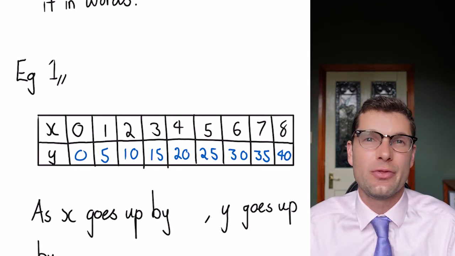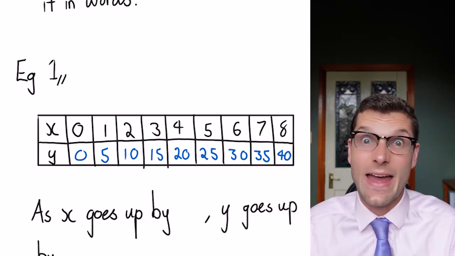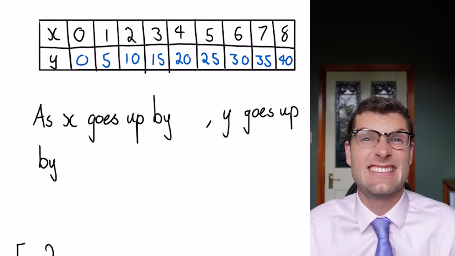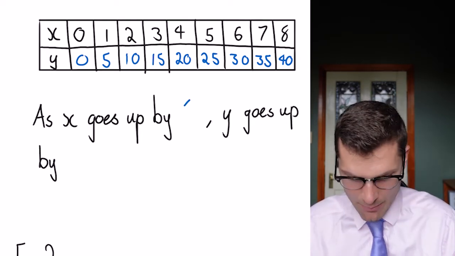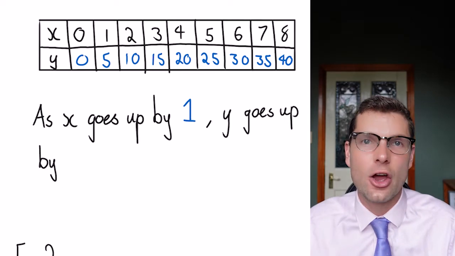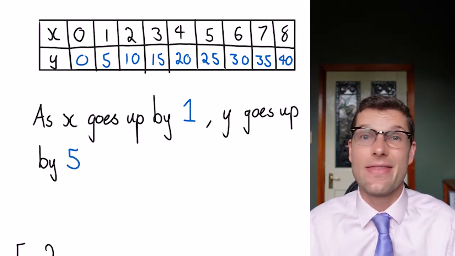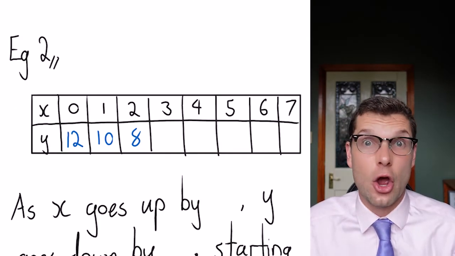So if we were to put this pattern into words, and that's the important part, what we would say is that as X goes up by 1, every time X goes up by 1, Y goes up by 5. And that's all we've got to do. This can also go the other way.